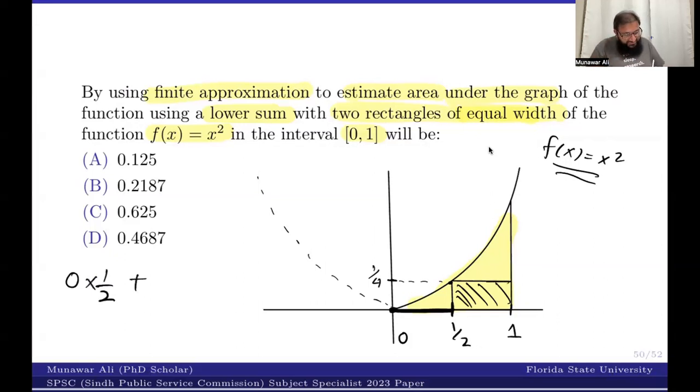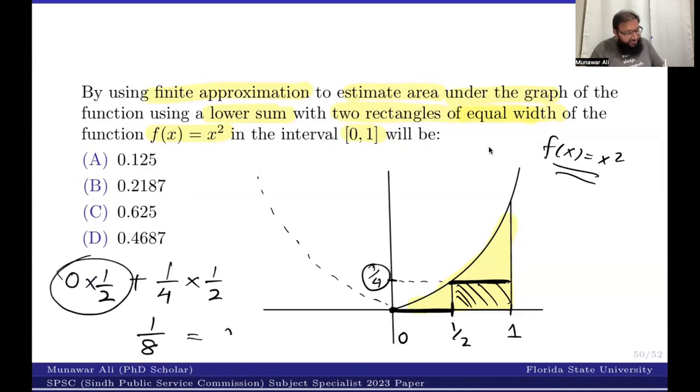Plus, what is the value of the function in this interval? That's 1/4. And what is the length of the interval? Since the interval lengths are equal, it's 1/2. That's your answer. You just have to convert it into decimal. So this is 0, this is going to be 1/8, and if you convert it, this is going to be 0.125.